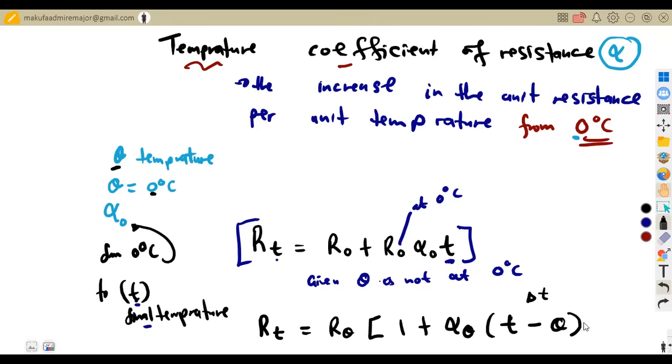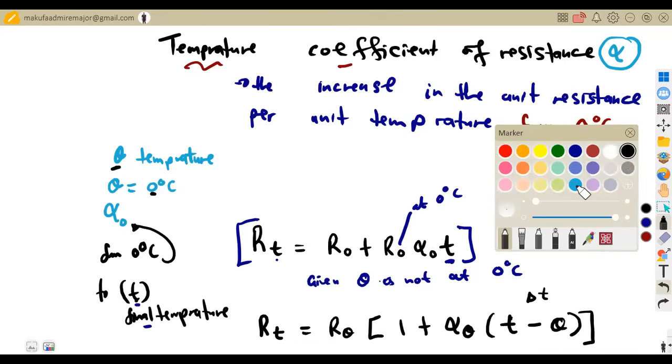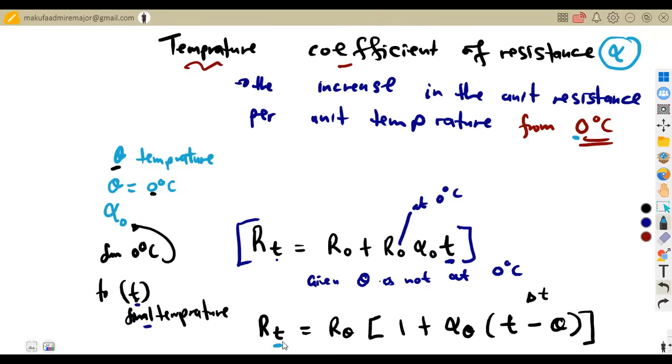So this is the formula that we are going to use to calculate the total resistance, whereby now RT is the resistance at the final temperature. The resistance at the initial theta is our initial, our starting value. This is our initial temperature, your initial temperature where you are starting from. If it is starting at 20, that's your initial temperature theta. T is the final temperature.